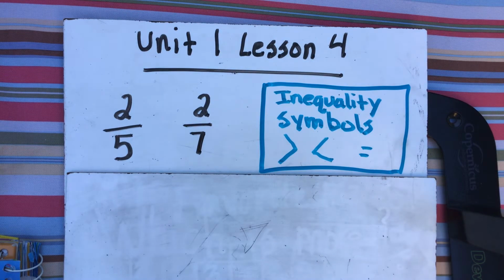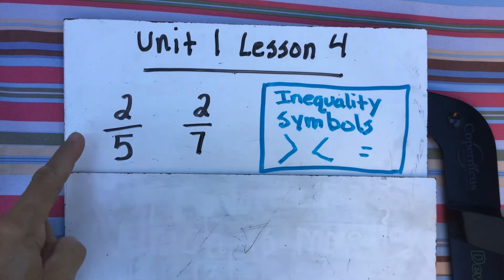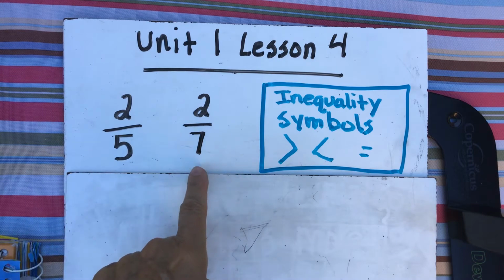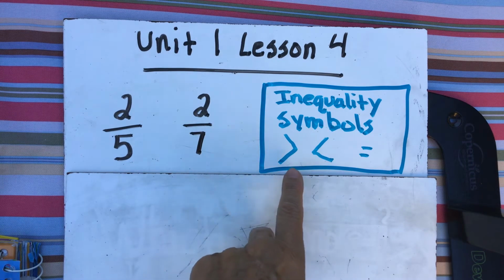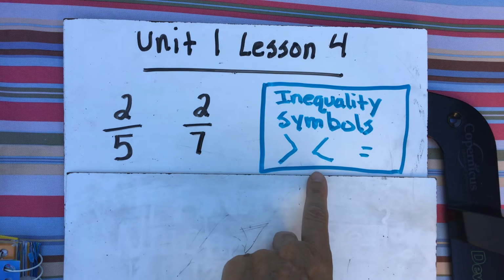Today's lesson is Unit 1, Lesson 4. We're looking at comparing fractions. So you can see I have two fractions here, 2/5 compared with 2/7. We're going to be using inequality symbols to compare those fractions.